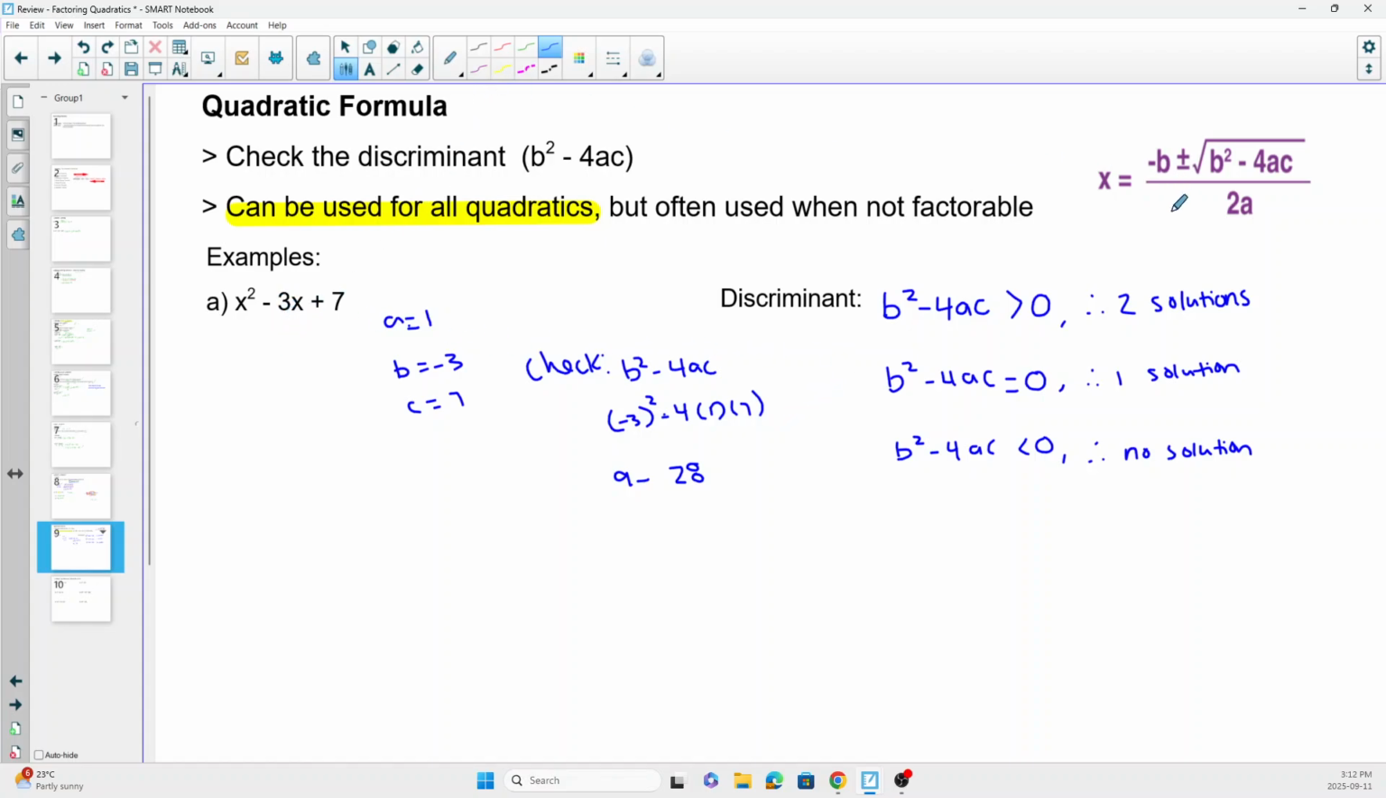You guys already know how to use the quadratic formula, but I just wanted to remind you of the discriminant and how you can use it to check before you proceed. But beyond that, you would just sub in the values and have your two different solutions.